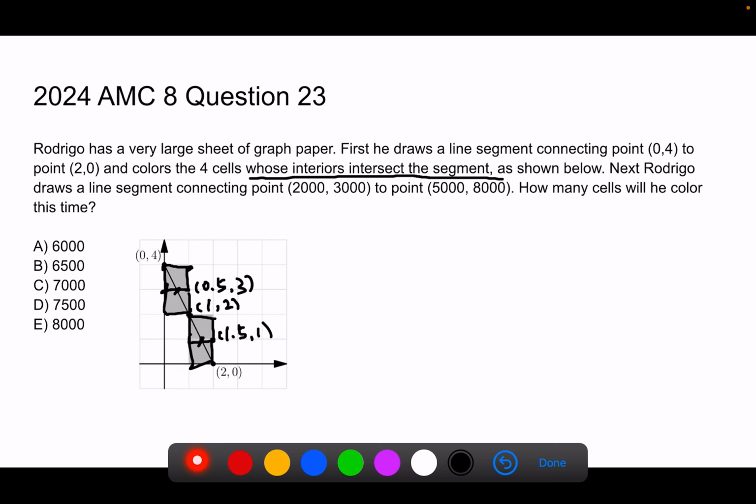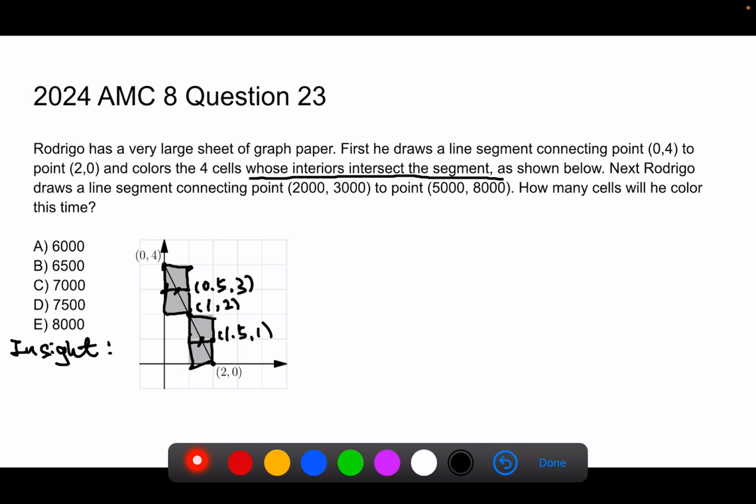Not only do you now understand the question, but you probably also get some good insights. We'll come back to it as we read through the question, but when you try drawing this picture, go through each square, go through each cell, you probably get some ideas. Okay, that's when a cell gets colored. Now let's continue reading this question. Next, Rodrigo draws a line segment connecting point (2000, 3000) to point (5000, 8000). How many cells will he color this time?